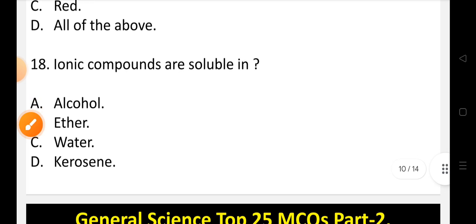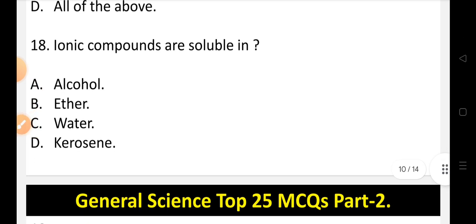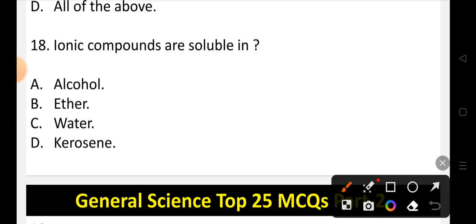Now let's move to question number 18. Ionic compounds are soluble in, options are option A alcohol, option B ether, option C water, or option D kerosene. So ionic compounds are soluble in, the correct option is option C, that is they are soluble in water. So C is the correct option.